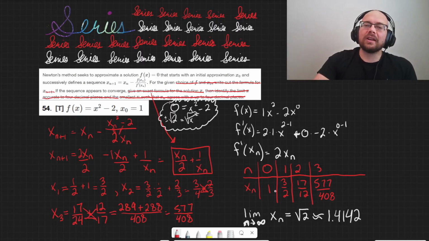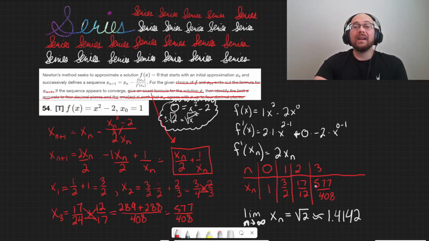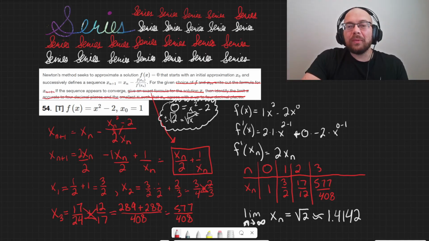If you look at your t-chart here, it goes from 1 to 3/2 to 17/12 to 577 over 408, which, by the way, 577 is a huge prime number. I checked, it's prime. So it seems like the numerator is always a prime number, and how do you even make a pattern out of that?